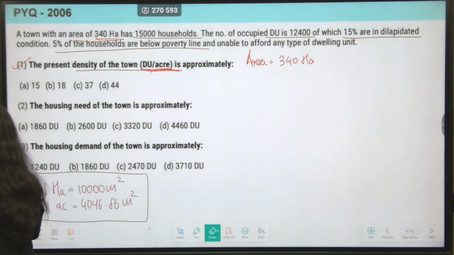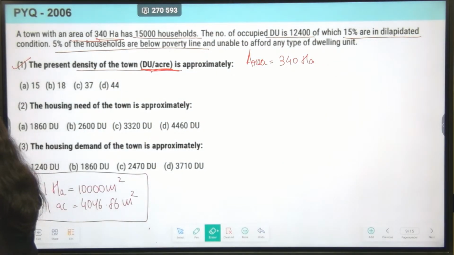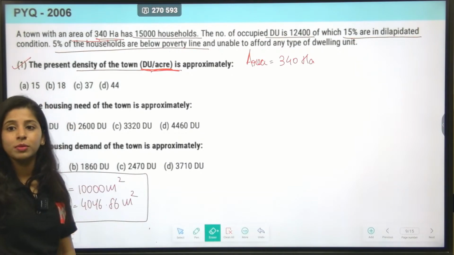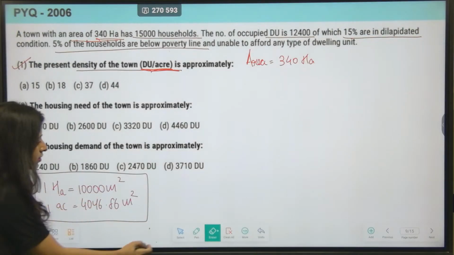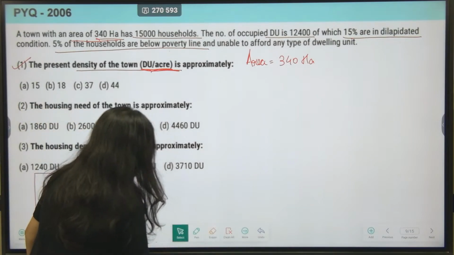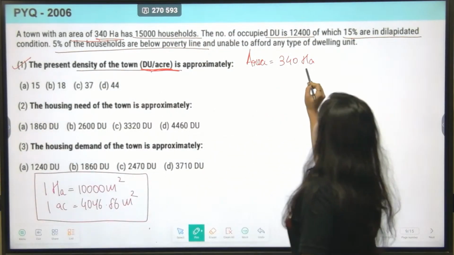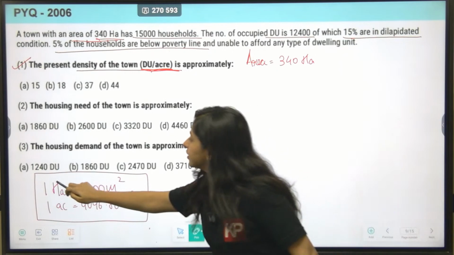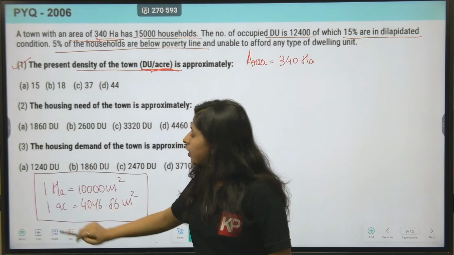These are the two units which we have. Fine. I hope there are no doubts. If you have any doubts, you can definitely put them down in the comments below. I hope this is visible to you. These are the two conversion factors which you have to remember. This will be useful for any kind of question in your urban housing. So, 1 hectare to meter square and 1 acre to meter square. Based on this, if we have 340 hectares, first we'll convert this hectare into meter square, 340 into 10,000, and then we'll convert this meter square into acres.